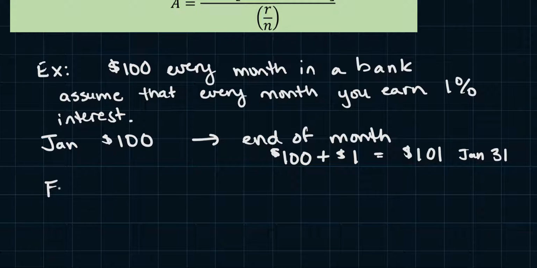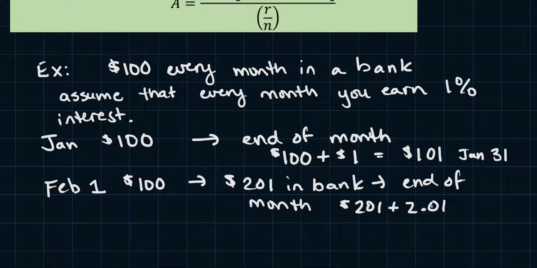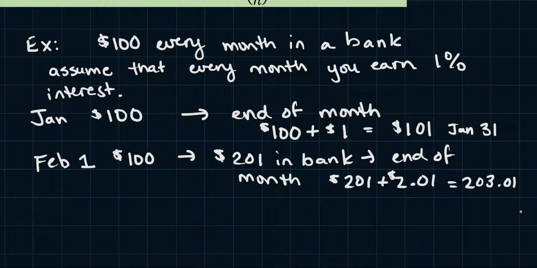Then February, let's say February 1st, you put in another $100. So that means you're going to have $201 in the bank. At the end of the month, you're going to earn 1% interest, so you have the 201 in there, and then 1% interest, which is moving the decimal over 2 places. You're going to get $2.01. So at the end of the month, you'll have $203.01. So February 28th.